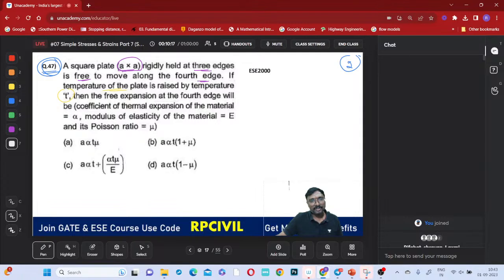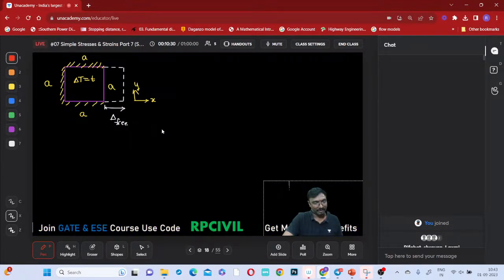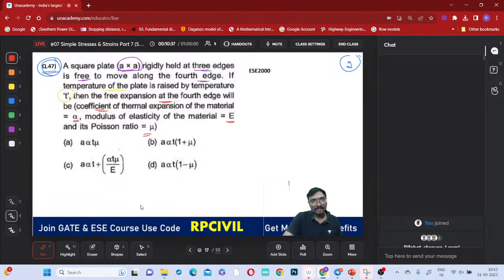Then the free expansion of this fourth edge will be, considering the coefficient of thermal expansion alpha, modulus of elasticity E, Poisson's ratio mu, how can you get that if you just observe? It is raised by this temperature T only, no?